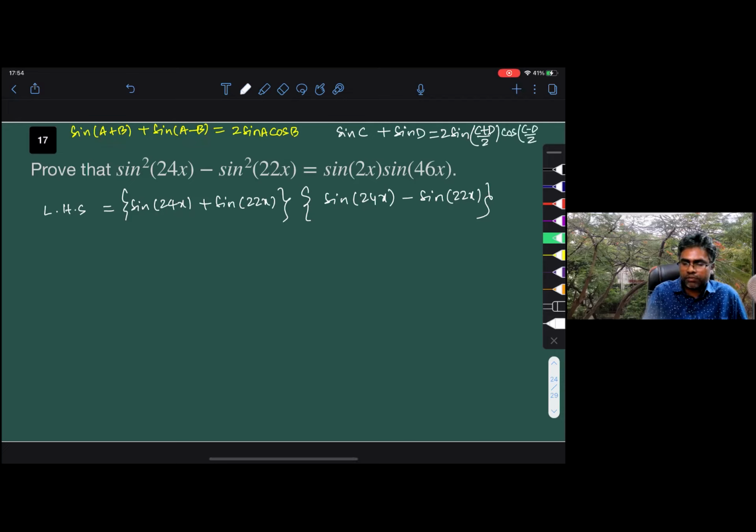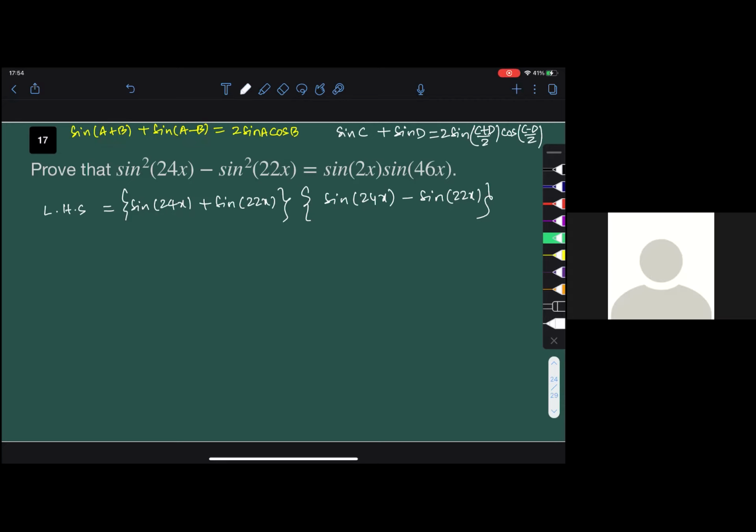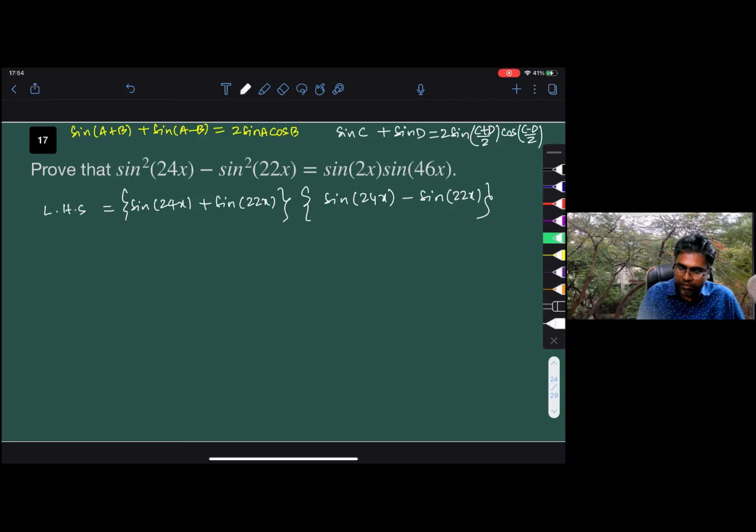Are you able to follow this? Is everyone okay? Yeah. Okay. So look at it carefully, and then I'm just using that here. So what do I have here? 2 sin of (c plus d)/2. So 24 plus 22, how much is that? 46, by 2, so that will become 23x. And cos of (c minus d)/2. So 24 minus 22 is 2x, but I need to divide by 2, so x. So I get this.